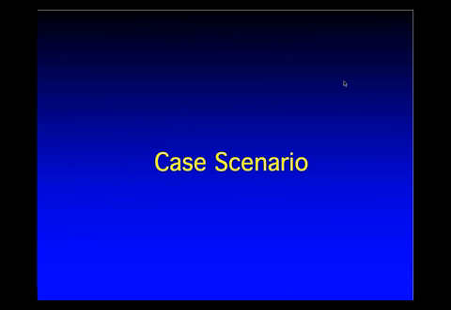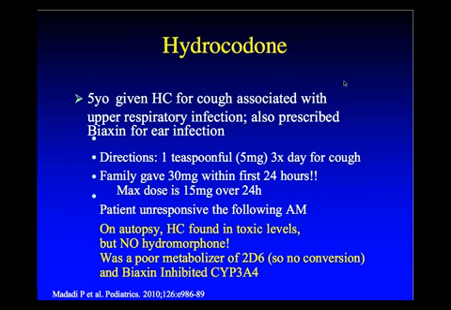So we're now coming to the end with another case scenario. And here is a case scenario which is actually in a pediatric patient, which was published in Pediatrics 2010. And this is a 5-year-old that was given hydrocodone for cough. Again, it's a good cough suppressant associated with an upper respiratory tract infection. And this little 5-year-old was also prescribed Biaxin for an ear infection.